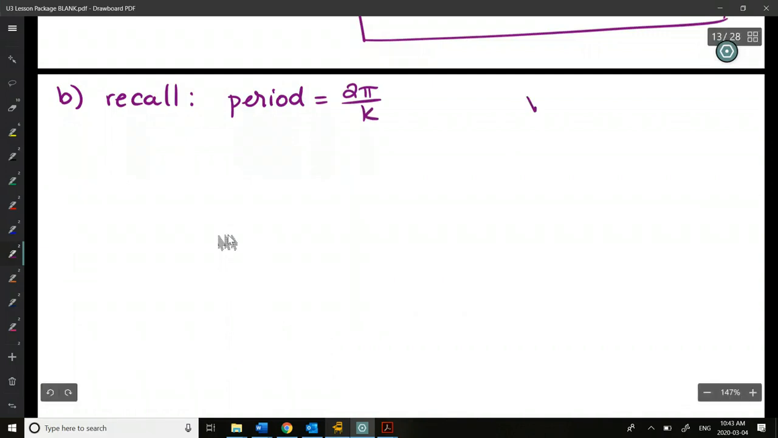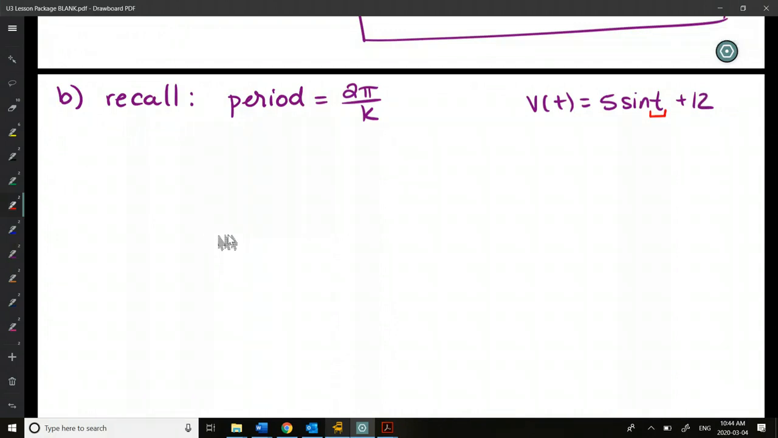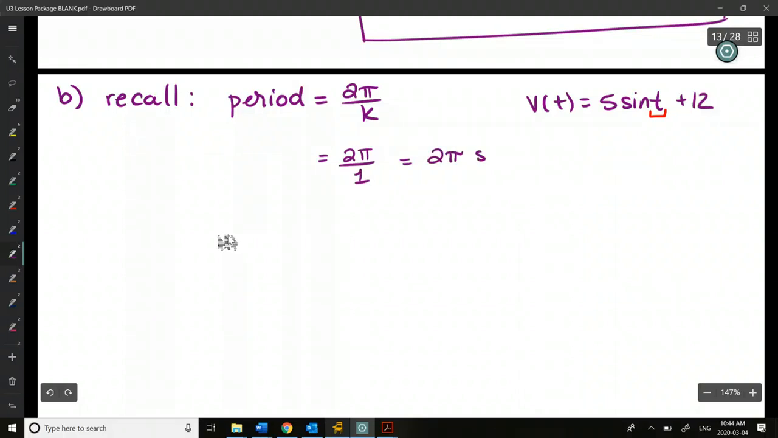So if our function v at t is 5 sine t plus 12, the k value is usually the multiple that's inside of sine or cosine. So what is our k value here? No, not 5. It's 1. The multiple in front of t is 1. Okay, 5 is the a value. It's like the amplitude, though it helps us find the amplitude. So here we're doing 2 pi over 1. So for the period here, we're going to get 2 pi seconds.